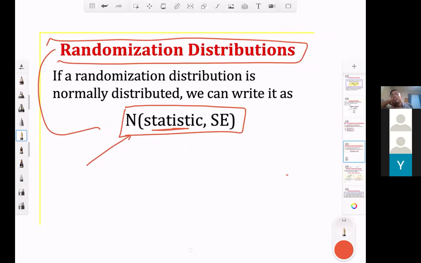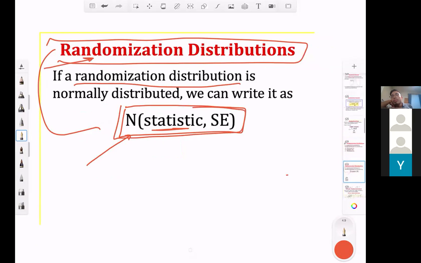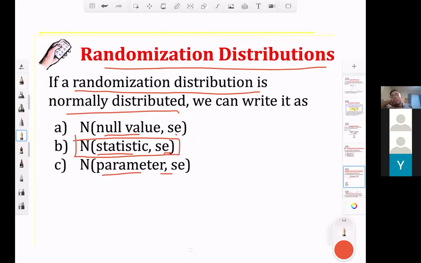Good. We have another question, which uses null if you're talking about a normal distribution, nothing to do with randomization. But if you have a randomization distribution, we are dealing with the statistic and standard error. So there are two similar questions, but one of them is randomization and the other one is bootstrap. But anytime we're using a randomization distribution, we are using this notation, not the null value and not the parameter, the statistic.